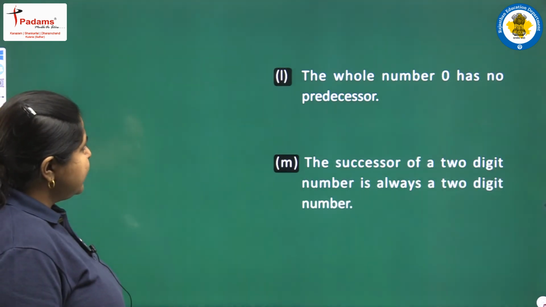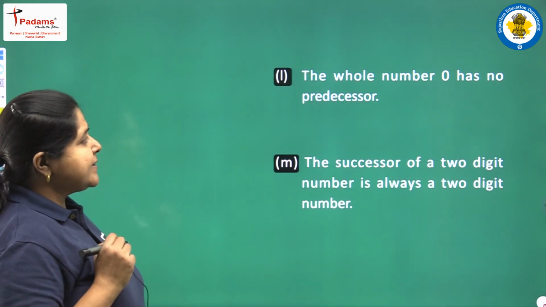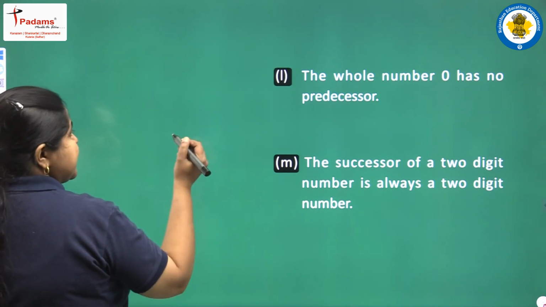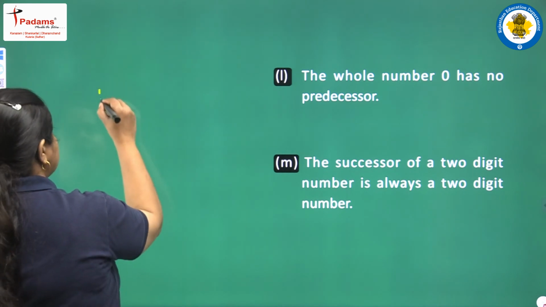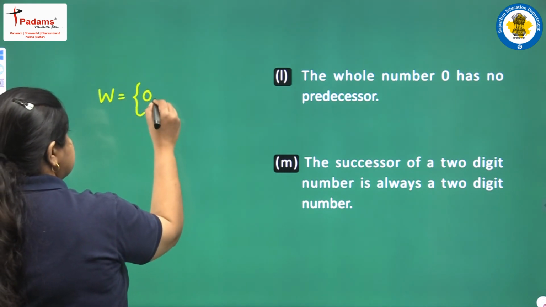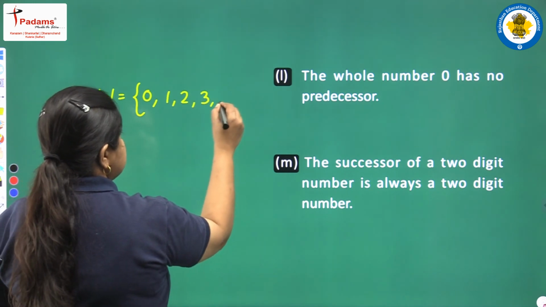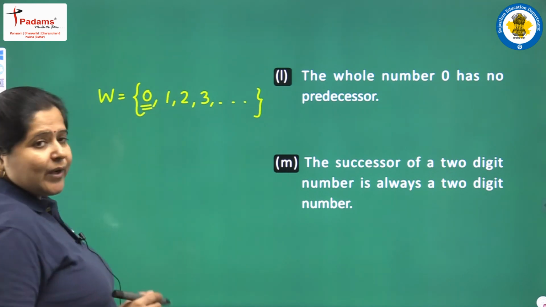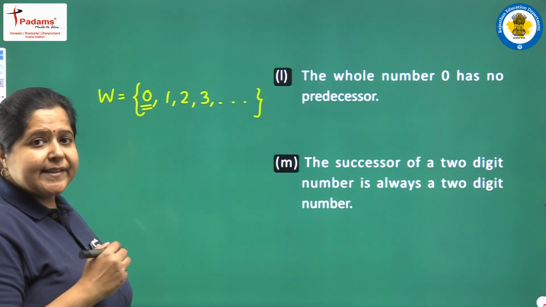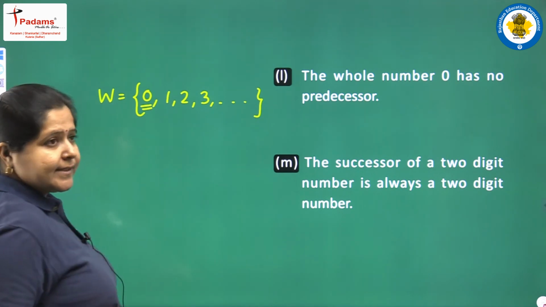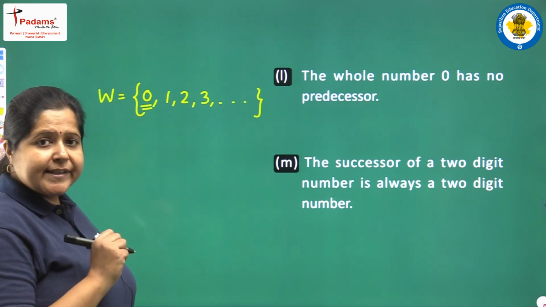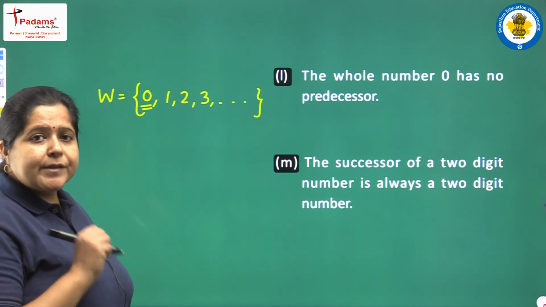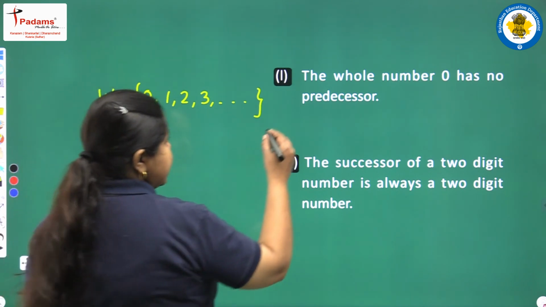Okay. Then we have, the whole number 0 has no predecessor. Now we just now discussed the predecessor of 1. Now we are taking up 0. We write the set of whole numbers 0, 1, 2, 3 and so on. What do we see is the smallest whole number is 0, and so it does not have any predecessor in the case of whole numbers. However, there is a predecessor of 0 which is -1, and it is called an integer. It is not a whole number. So we can say that true.